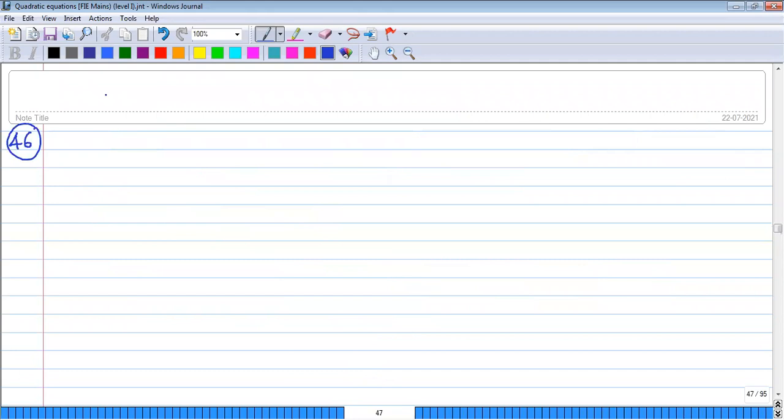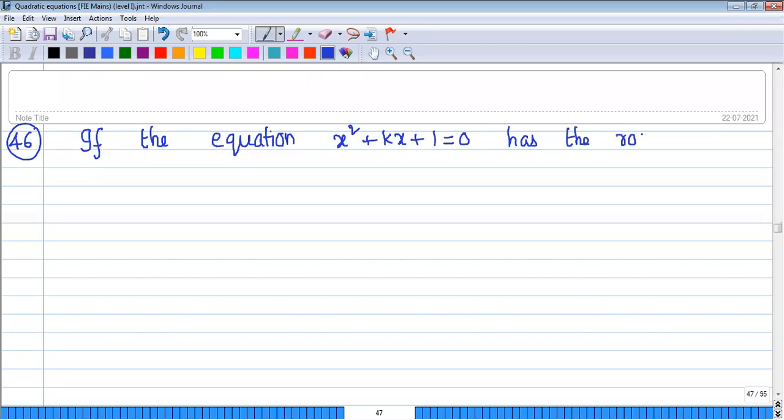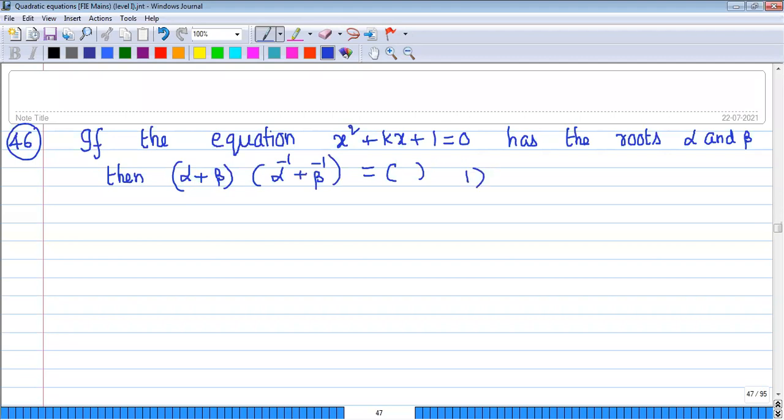46th. If the equation x square plus kx plus 1 equals 0 has the roots alpha and beta, then (alpha plus beta) times (alpha to the power of minus 1 plus beta to the power of minus 1) equals to: first option k square, second option 1 upon k square, third option 2k square, fourth option 1 upon 2k square.